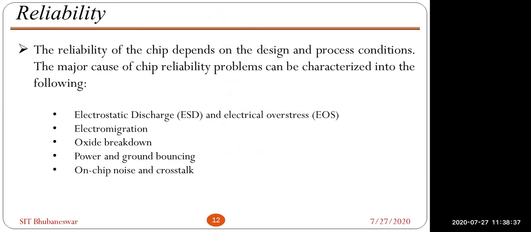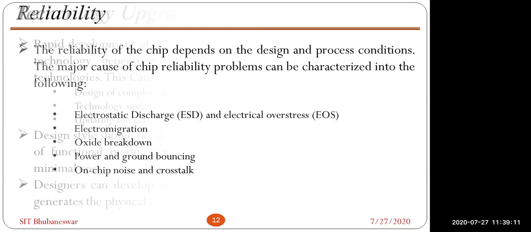Next thing is reliability. For all the design and process related things, the designer should carefully design this chip so that we can rely on the chip. These things are ESD, electrostatic discharge, then electromigration, oxide breakdown, power and ground bouncing, on-chip noise, and crosstalk. This is actually important, though time is not there, so I can explain later. Okay, so these things are reliability.